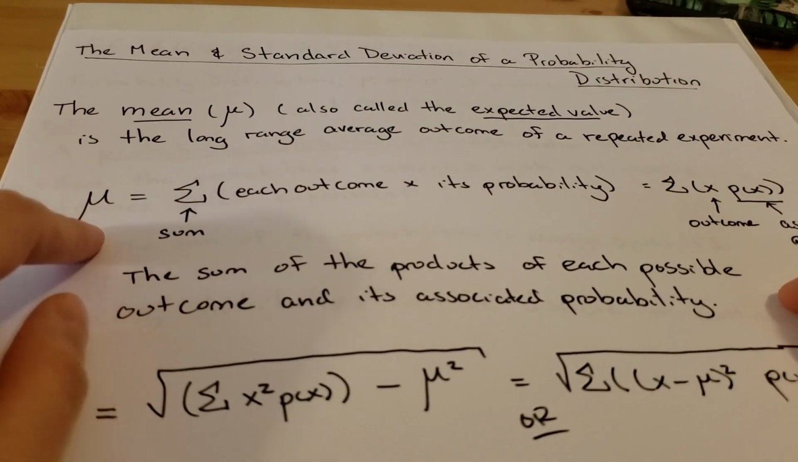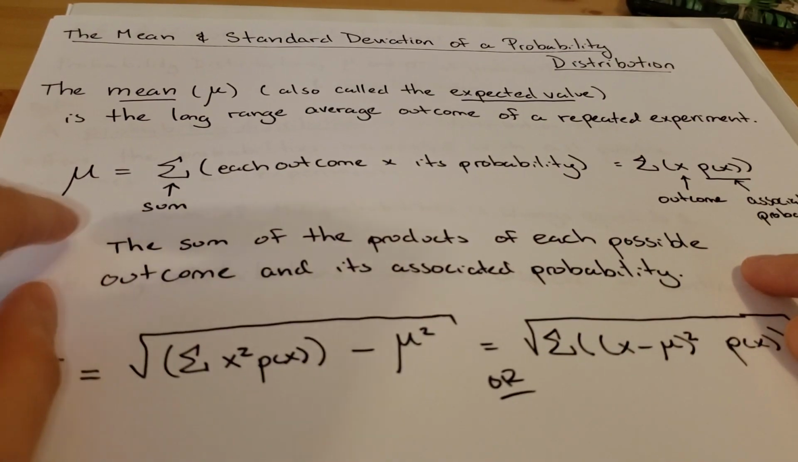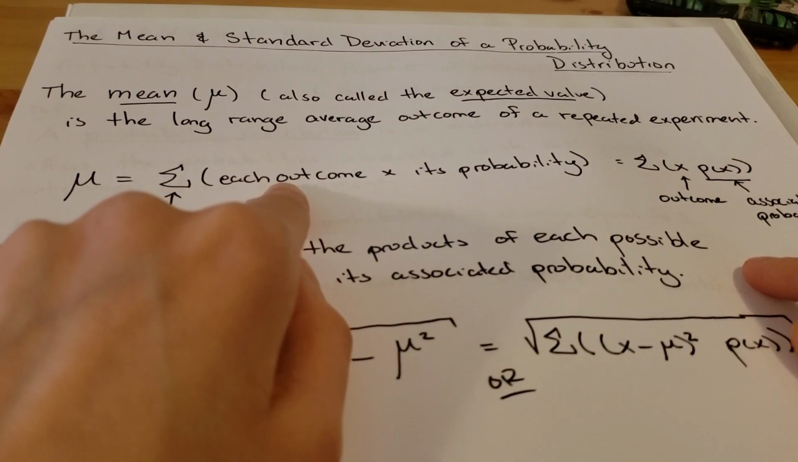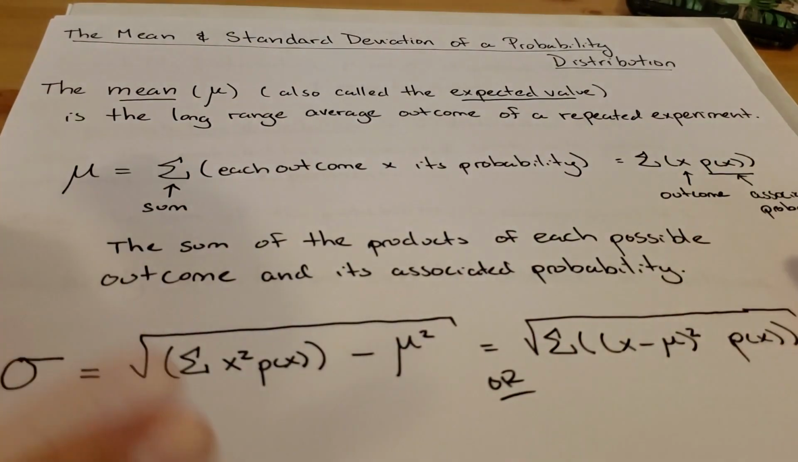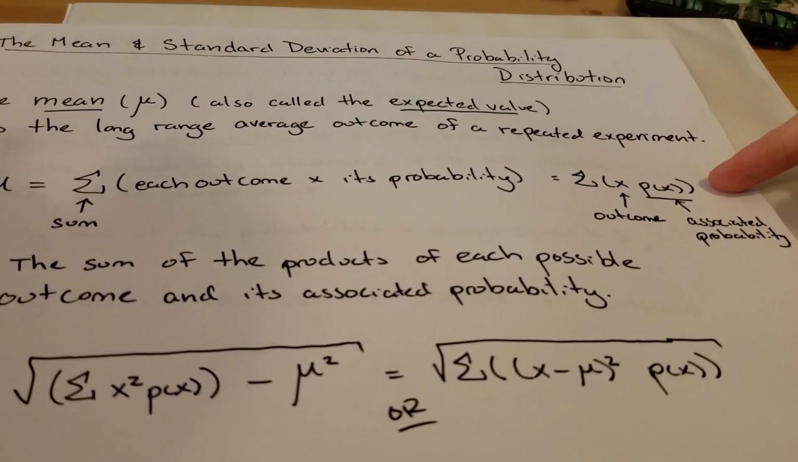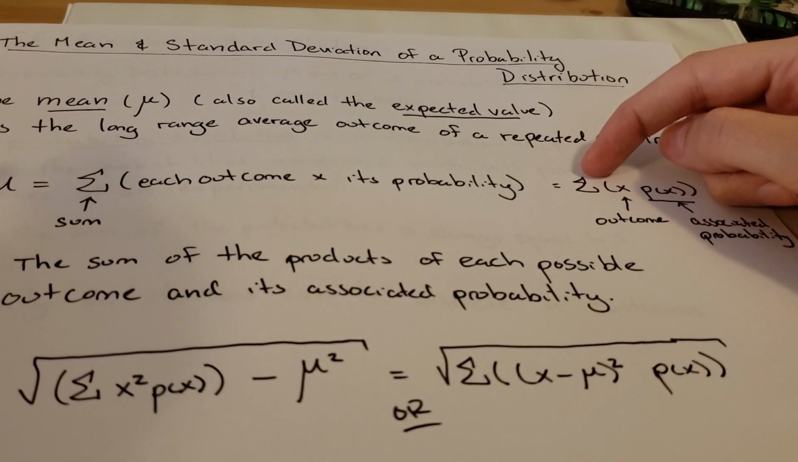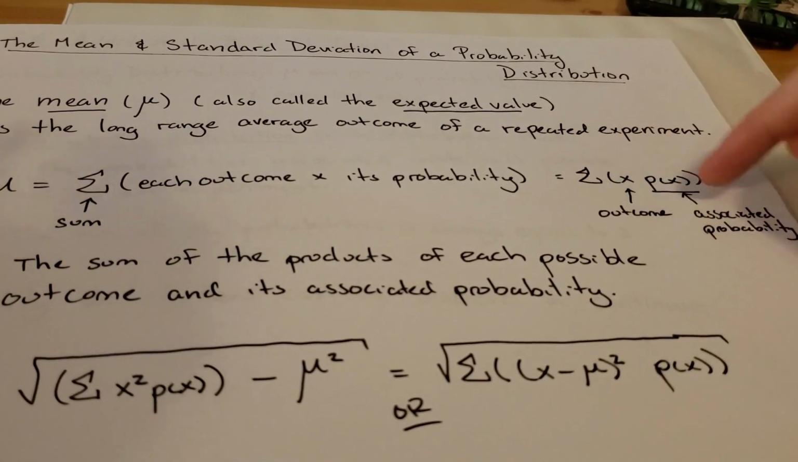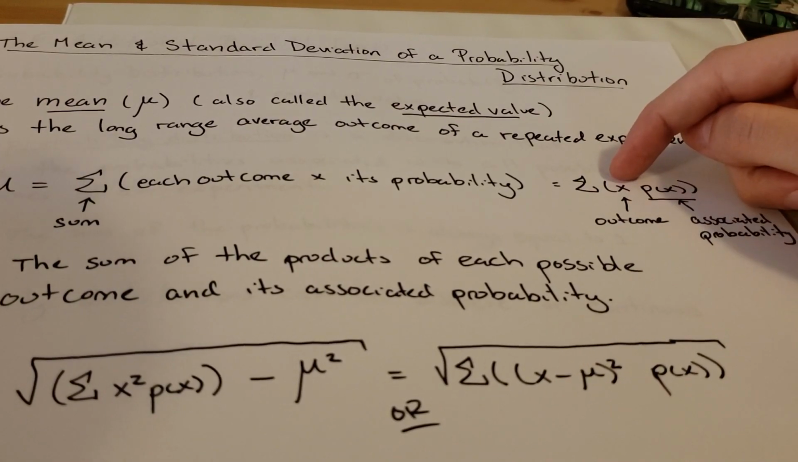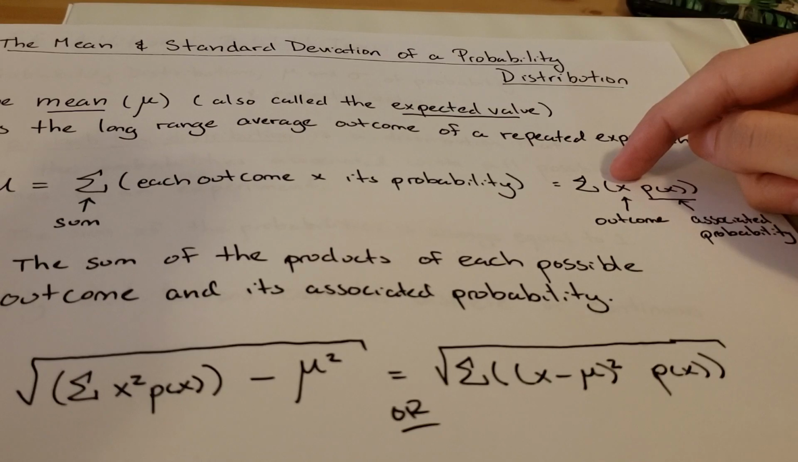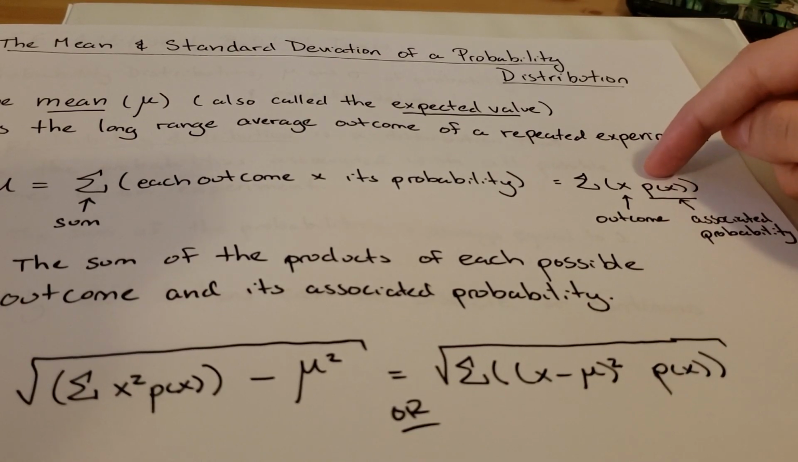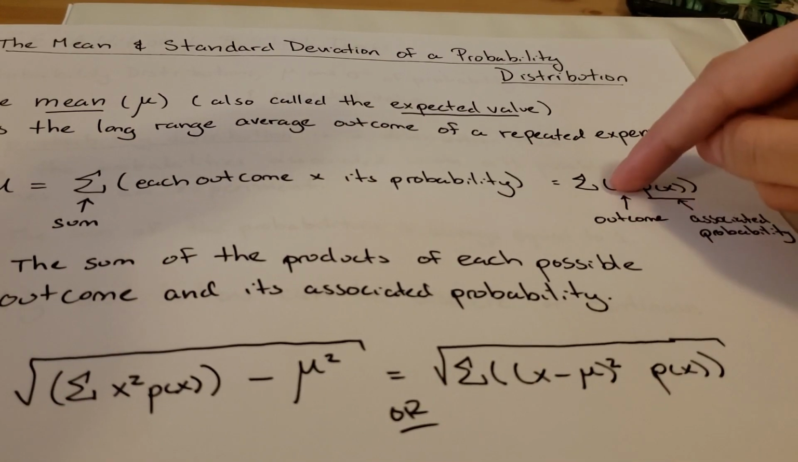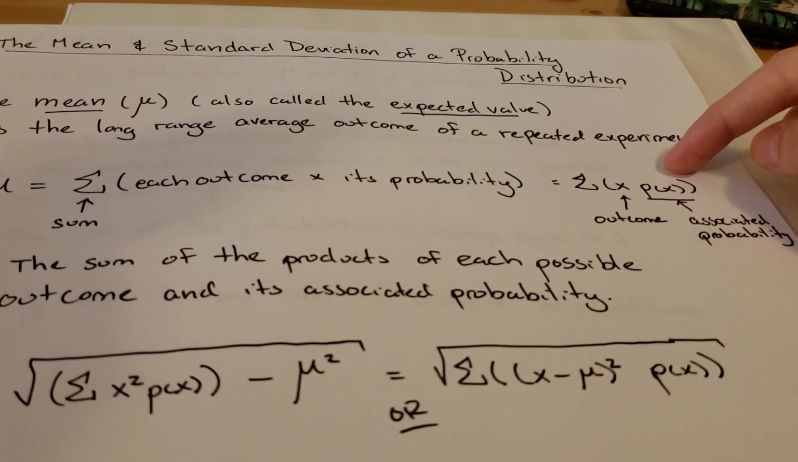Now, the formula for finding the mean of a probability distribution is to multiply each possible outcome by its probability and then add up all of those products. The formula your book gives uses the summation symbol, which means take everything like this and add them all together. The x's represent the possible outcomes of the experiment, and p of x is the probability associated with each possible outcome.